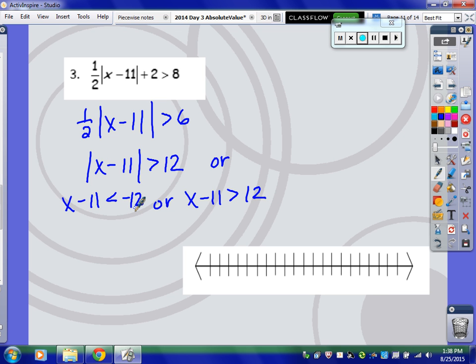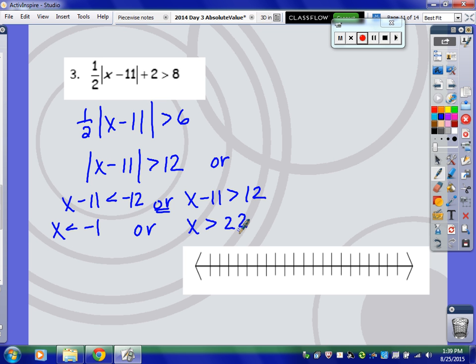Alright, now we just got to solve both. And make sure you have the word or in there. You must have the word or for your answer to be correct. Alright, so we're going to add 11. So x is less than negative 1, or add 11, so x is greater than positive 22.